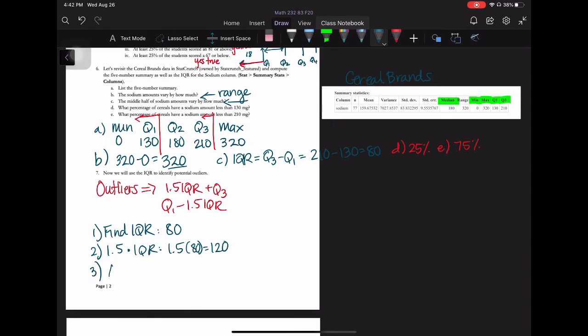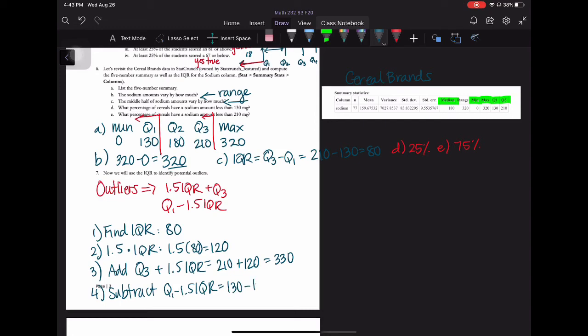Then we're going to add that to the upper quartile and subtract it from the lower quartile. The upper quartile is 210 plus 120 equals 330. The lower quartile is 130 minus 120 is equal to 10. Let me give you a visual of what that looks like.